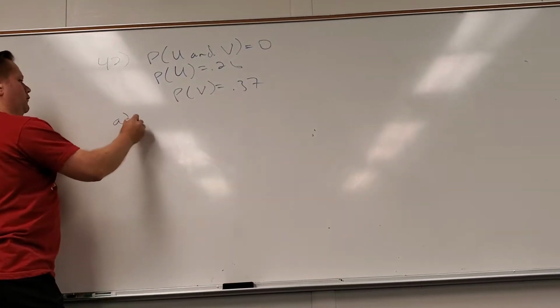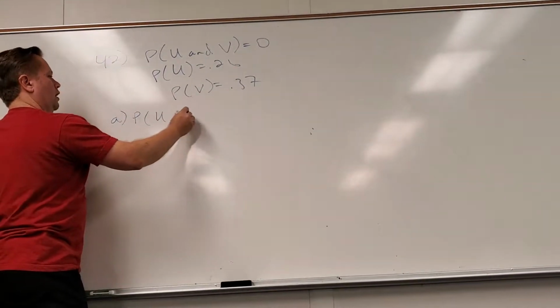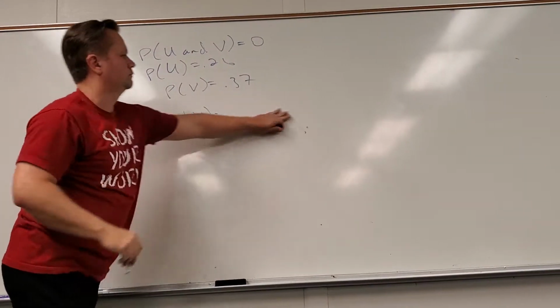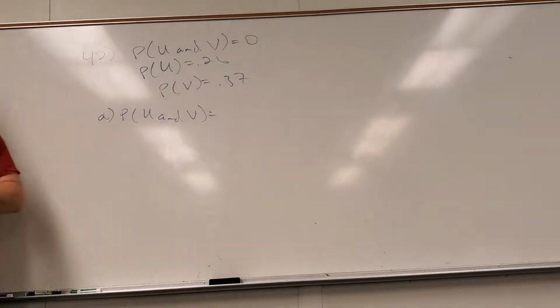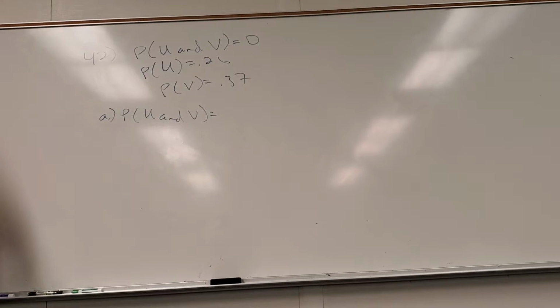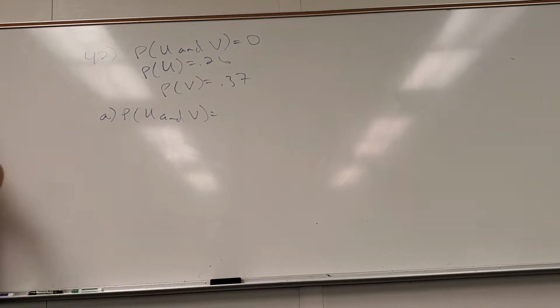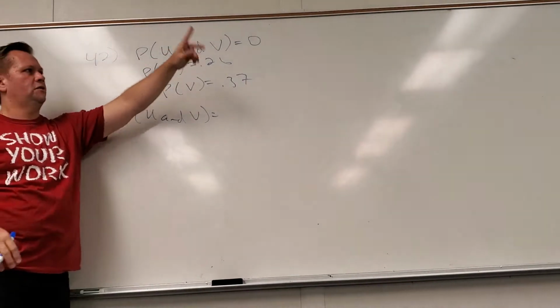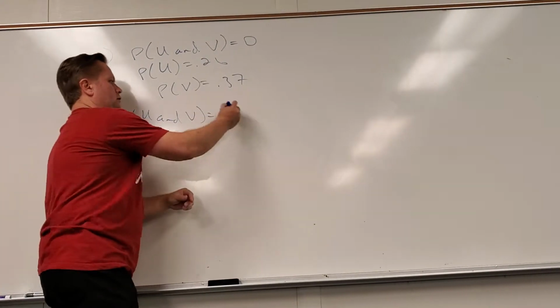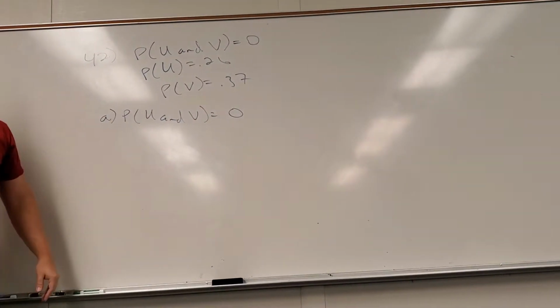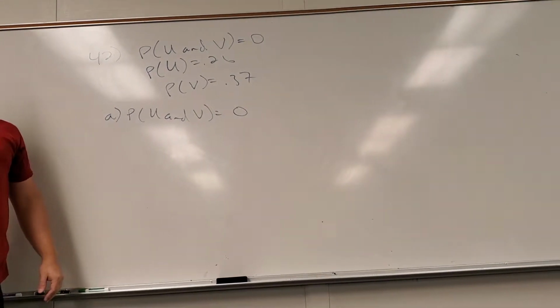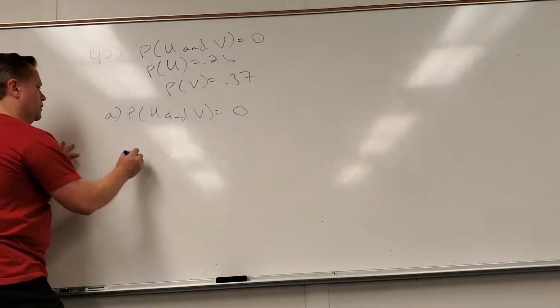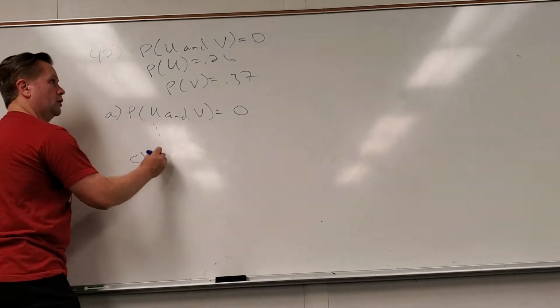So what is the formula for probability of U and V? Oh, actually, not the formula, but we already wrote it down. Sorry, I'm thinking ahead. So U and V is 0. I think the question was on part C. That's what I want. So you can figure out part B on your own.